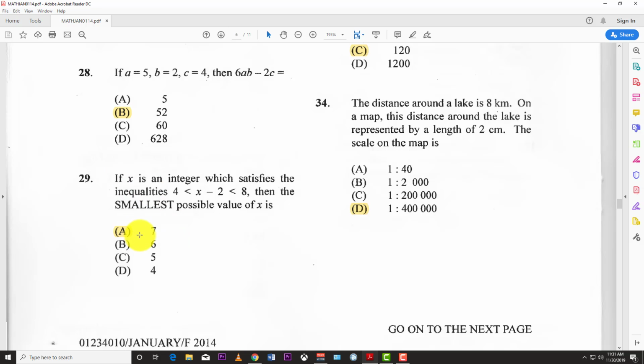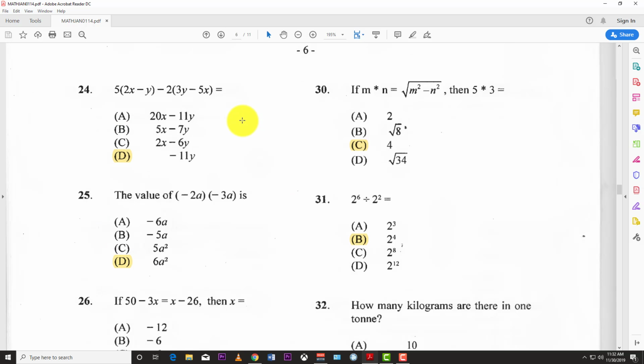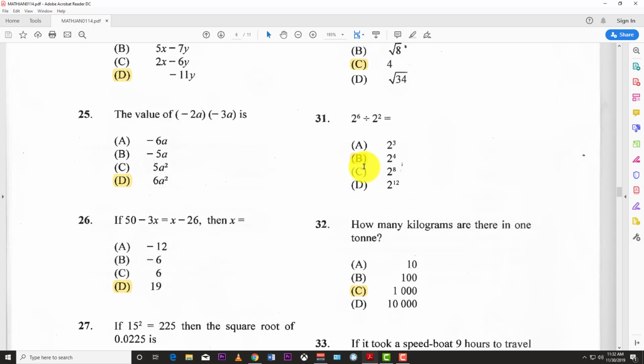Number 29. If x is an integer which satisfies the inequalities 4 is less than x minus 2 less than 8, then the smallest possible value of x is, and the answer is A, 7. Number 30. If m times n equal the square root of m squared minus n squared, then 5 times 3 is equal to, and the answer here is C, 4.